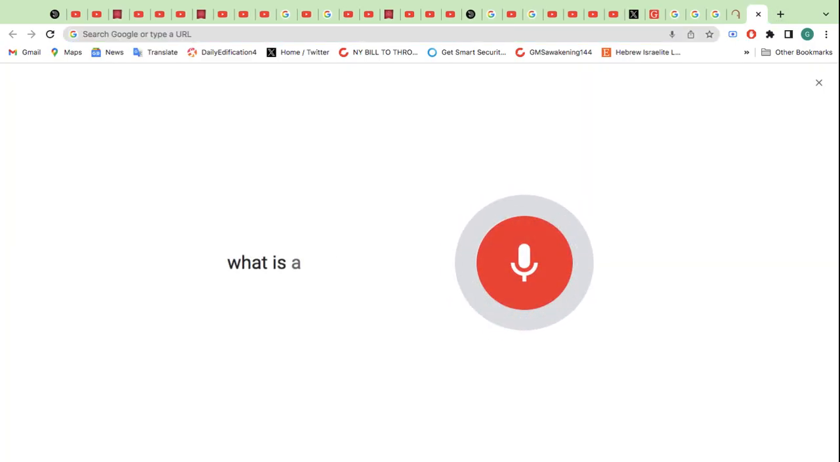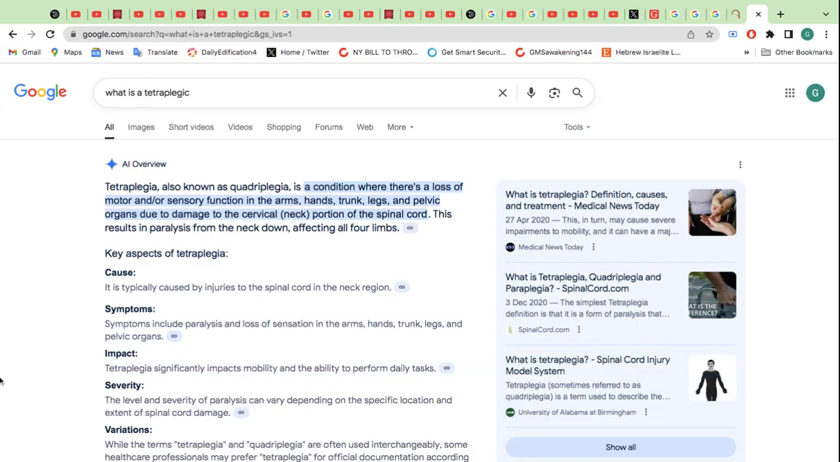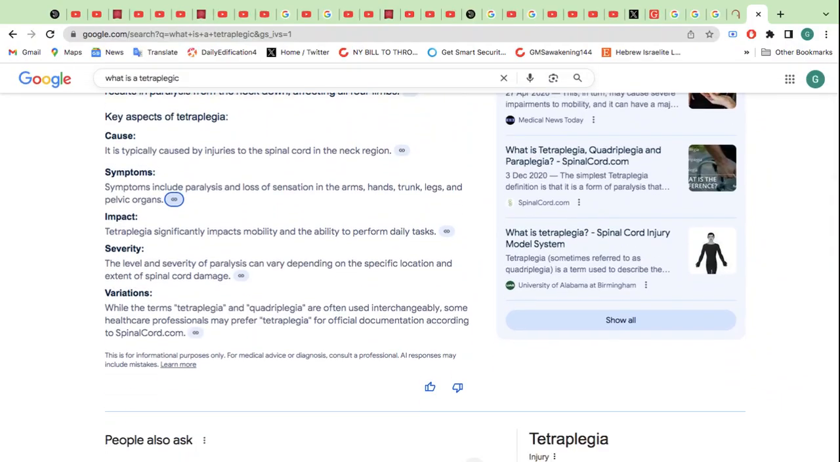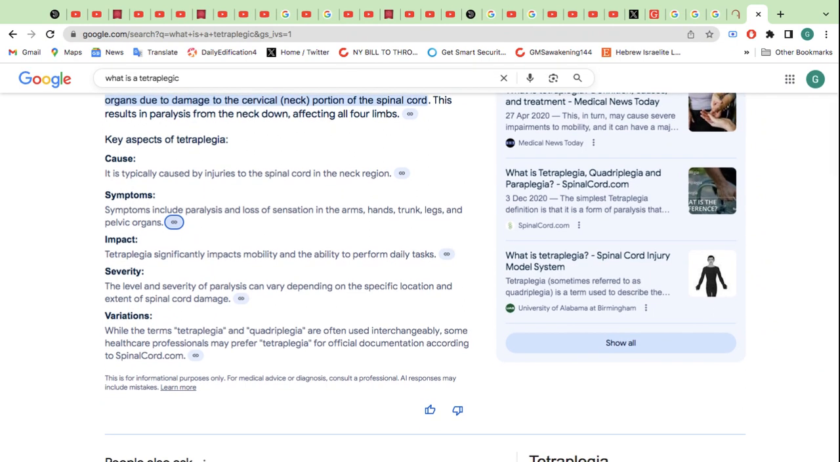What's a tetraplegic? Let's get the definition of that. Tetraplegia, also known as quadriplegia, is a condition where there's a loss of motor and or sensory function in the arms, hands, trunk, legs, and pelvic organs due to damage to the cervical neck portion of the spinal cord. This results in paralysis from the neck down, affecting all four limbs. It is typically caused by injury to the spinal cord in the neck region. Symptoms include paralysis, loss of sensation in arms, hands, trunk, legs, and pelvic organs.